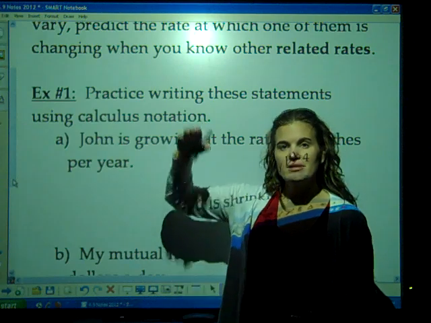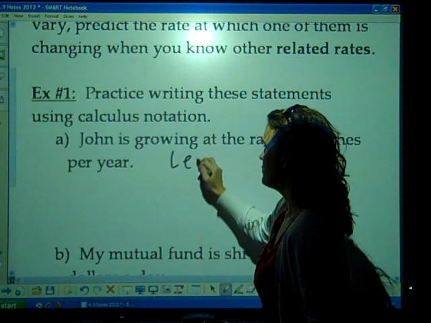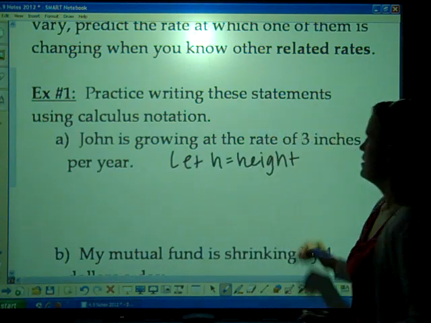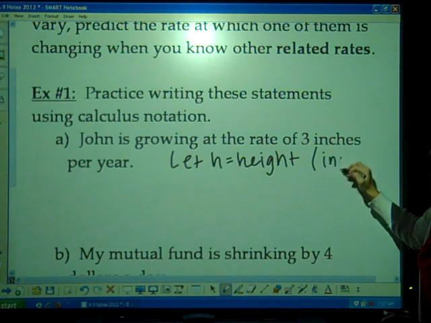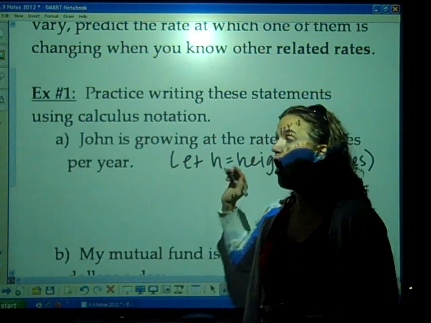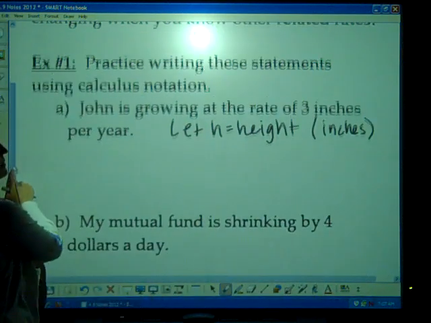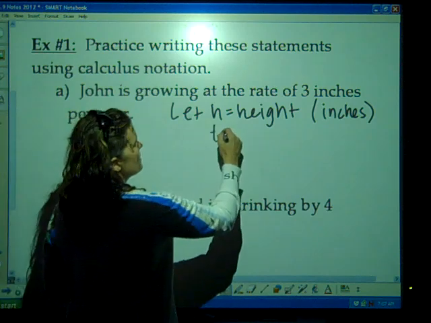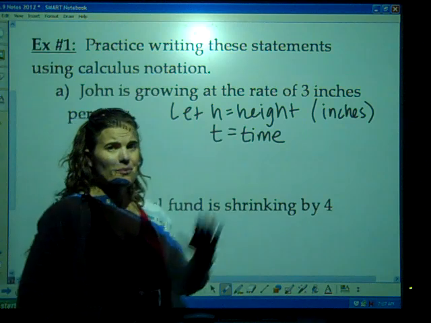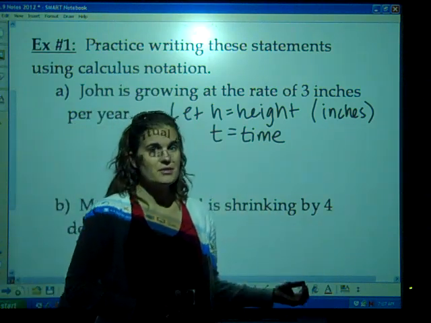So if we think about what is changing, that would be the height of the boy. So if we let h be the height, and maybe in parentheses we could put the units here. These are inches. The other thing that's varying for all of these problems will be time, because it's real life stuff. So we're talking about how fast something's changing over time. So t will be time for every single problem. And I'll be honest, I rarely write the time out because pretty much if you see a t, you know it's going to stand for time.